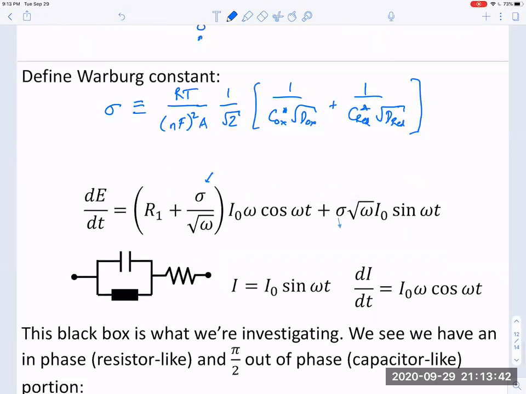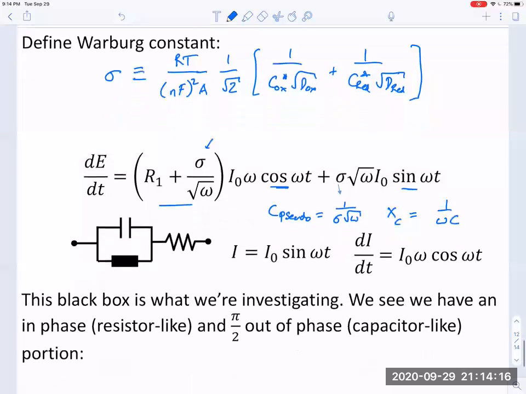So we have a cosine type term with these portions, and then a sine type term here. Sometimes this portion we might call the pseudo capacitance, where we say it's 1 over sigma square root of omega. And this would be the same thing as if we said there was a reactance of 1 over omega C. So sometimes this will appear as something called a pseudo capacitance.